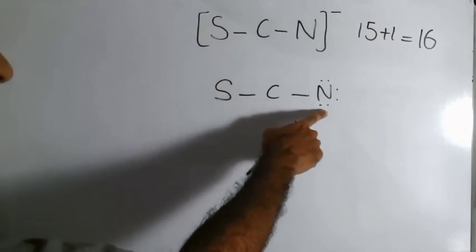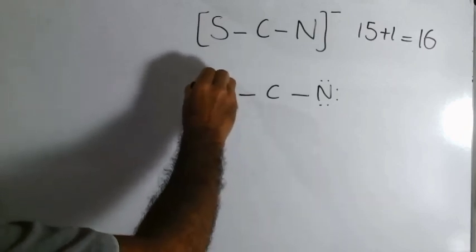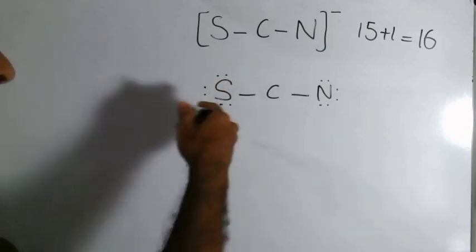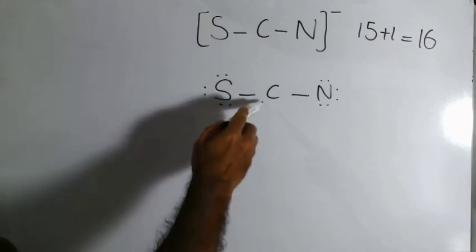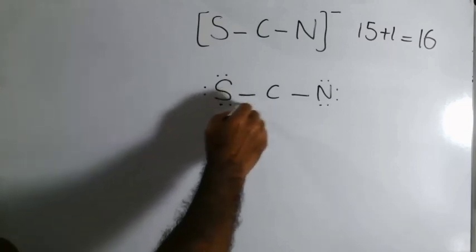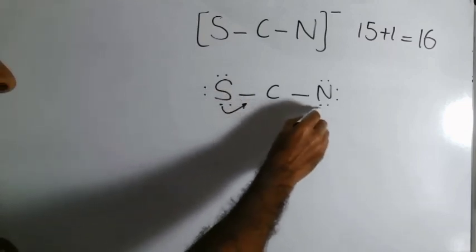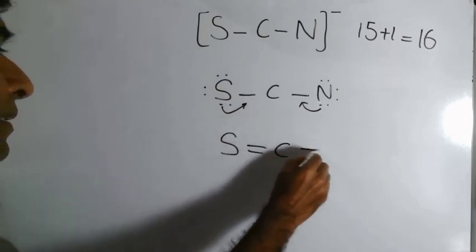First, we select the nitrogen atom because it is more electronegative than sulfur. Then we go to sulfur. So we have to use 16 electrons. So no lone pairs will remain on carbon. Then we can check whether the carbon has completed the octet. It has 4 electrons now, so it requires another 4 electrons. We can get those 4 electrons, 2 from sulfur and 2 from nitrogen. So it will result in this structure.